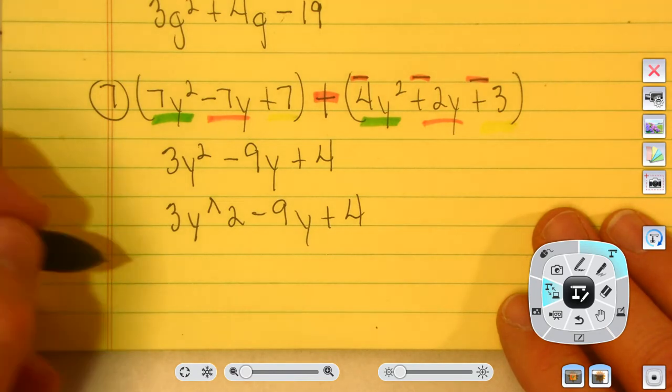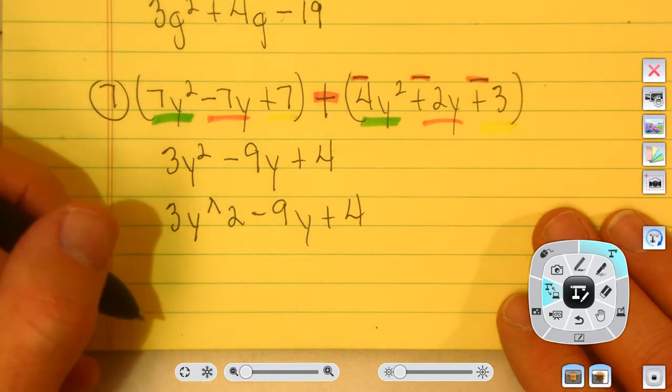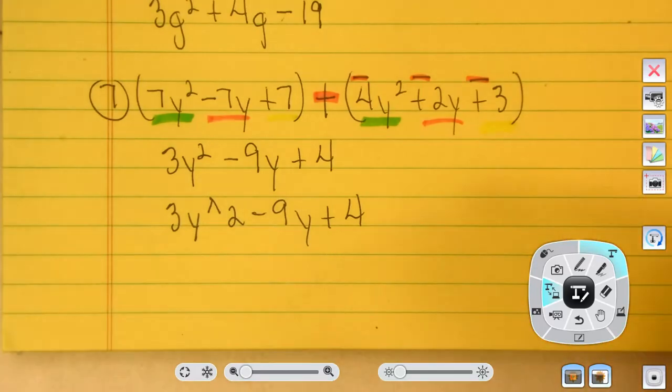So that's all you need to do in order to be able to add and subtract polynomials. You already have the information you need. Use the distributive property, know to combine like terms. It's a pretty simple process.